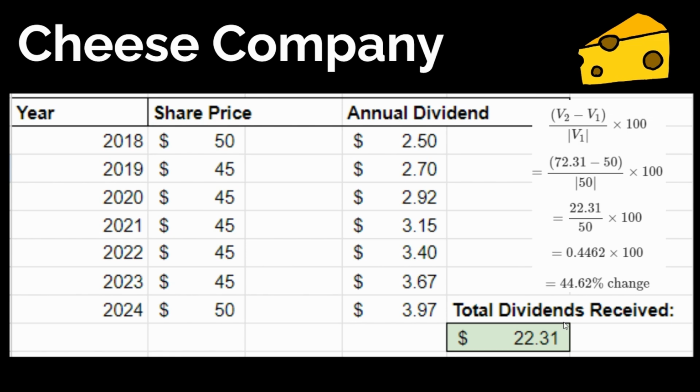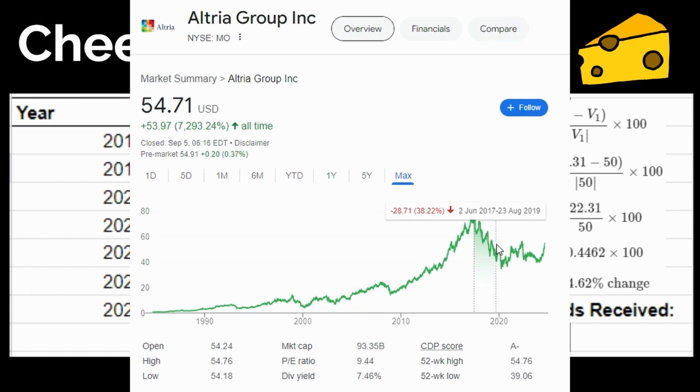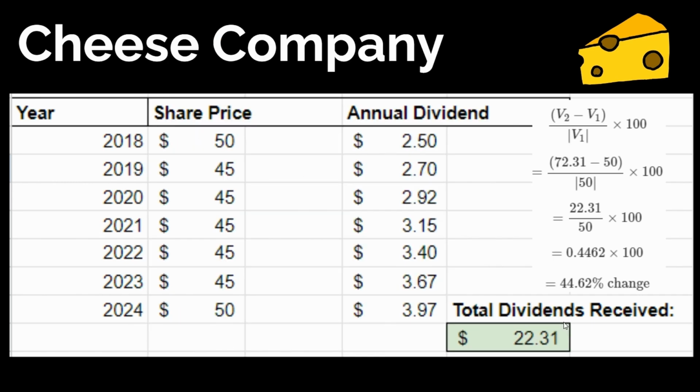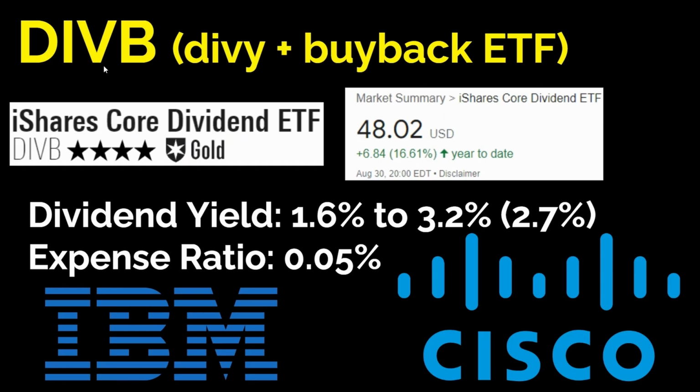And so when we think about the Altria example from earlier, when their stock dropped by about 25% in 2017, their juicy dividend cushioned the severity of the decrease in the stock price. And not only that, Altria is a company that does share buybacks almost every single year, which also helped their adjusted stock price. And that's why I decided to do a deep dive video on DIVB, which is a dividend ETF that focuses on companies that pay a dividend and do share buybacks.